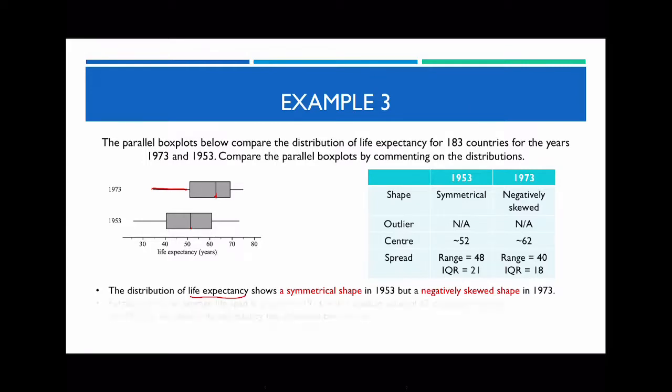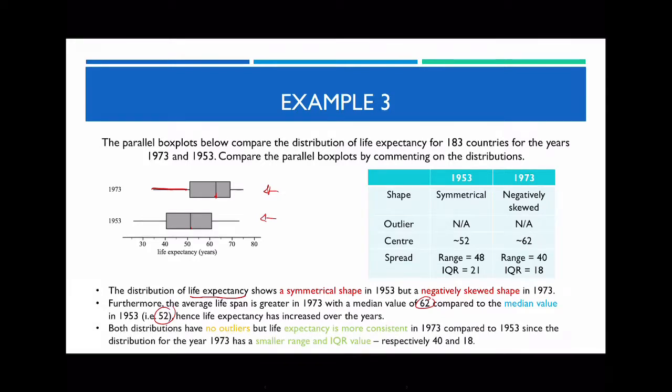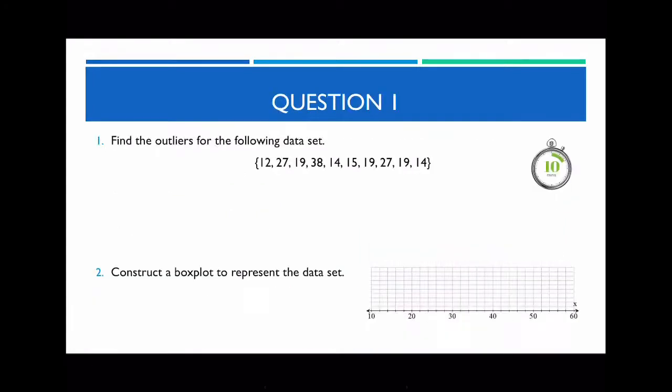I'll then talk about what the center value is going to be. So in this case, I said that the average lifespan for this one is greater, and I've given the value just to justify and support my response. And I've done the same thing here as well, 52 for this one. Once I've done that, I'm going to be talking about the spread. So I said both distributions have no outliers, but the life expectancy is more consistent, meaning it's less spread, in 1973, because it's more compact compared to 1953, since it has a smaller range and IQR value.